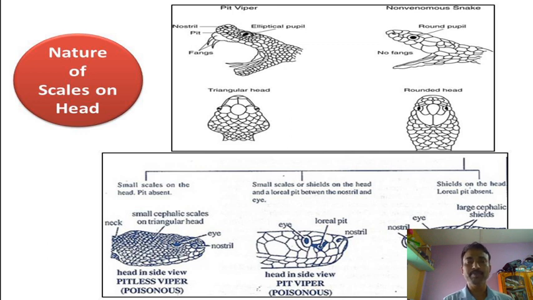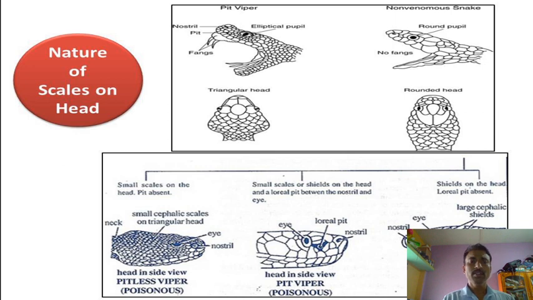Later, I focus on the scales on the head. Another important feature is the eye. In the case of the poisonous snake, the pupil is elliptical, just elongated, stretched. If the pupil is elliptical, it is poisonous. If the pupil is rounded, it is non-poisonous. So by this way also we can differentiate the poisonous and non-poisonous.